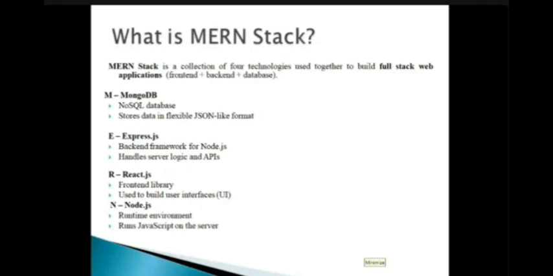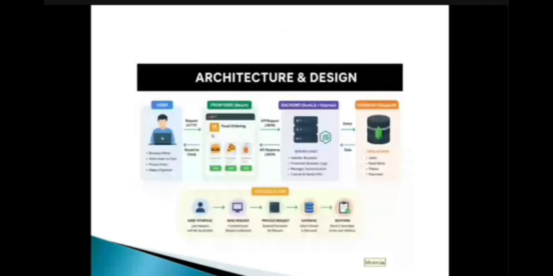Here, in the next slide, you can see the architecture diagram. Now I will explain the architecture of the system. The application follows a three-tier architecture which includes front-end layer, back-end layer, and database layer. The front-end layer is built using React. It handles user interaction and displays data.